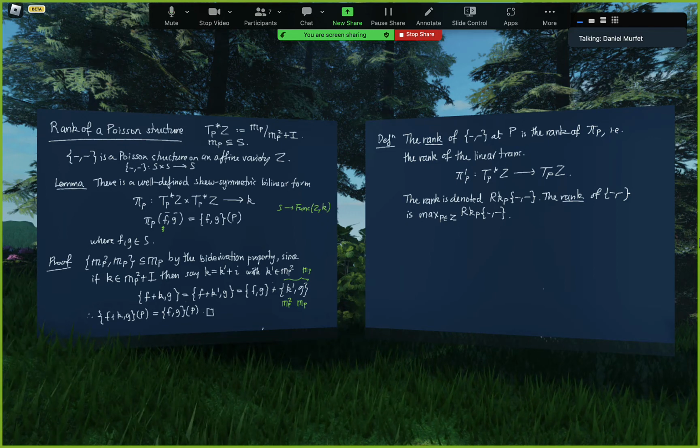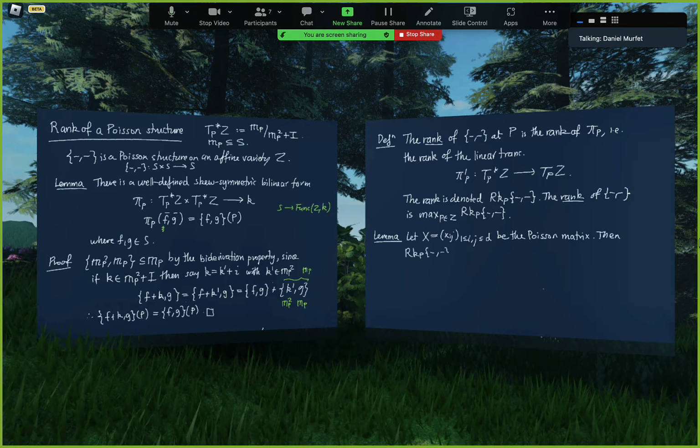So that's the sort of slick way of introducing the rank, and it gets us to thinking about these skew-symmetric bilinear forms as opposed to biderivations. But from a more practical point of view, maybe it makes sense to think about the rank in terms of the Poisson matrix, right? So if I take the Poisson matrix, which determines the Poisson structure, that's a matrix, skew symmetric. I can just compute its rank, right? The rank at P of the pairing is just the rank of this matrix evaluated at P.